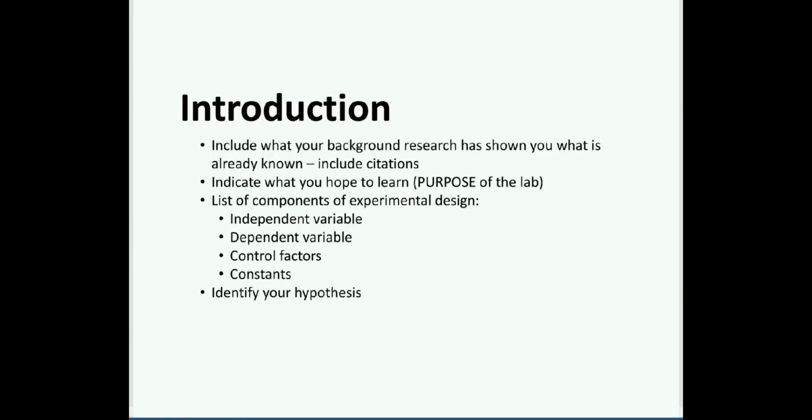You're going to have to do some research and look up some information about what's going on. So if we're talking about a germination lab, you want to talk about maybe the average time it takes to germinate a seed, or what's going on when a seed is germinating. You want to include some information about background research. You want to include what you hope to learn, the purpose of the lab. You want to list the components of the experimental design. You want to list what your independent variable is, dependent variable, any control factors, and your constants.